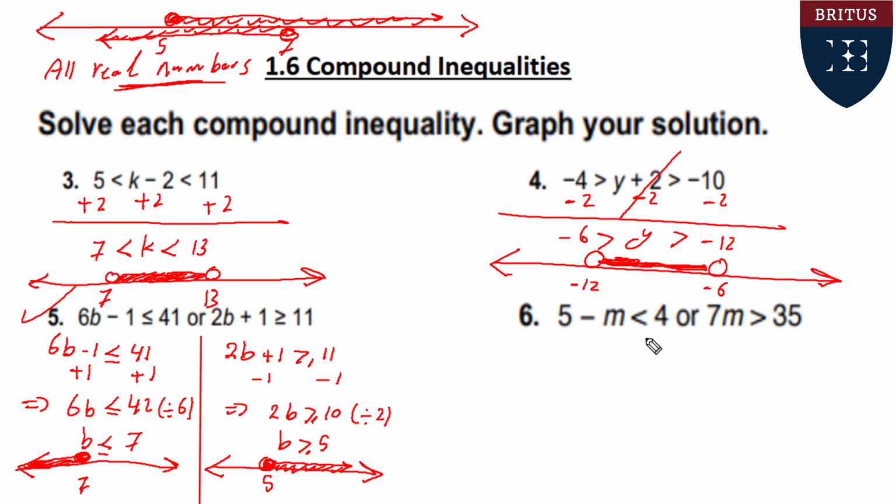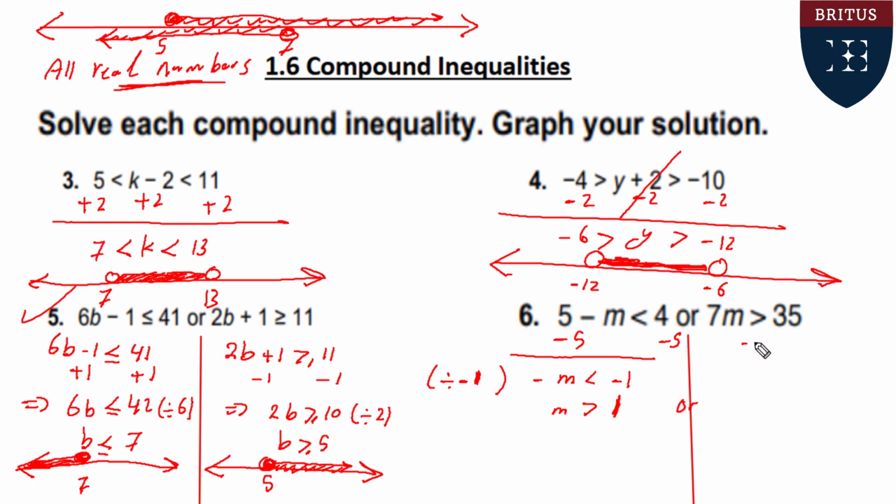5 minus m is less than 4. Just cut your paper into two halves in the same way. Subtract 5 from both sides. We get negative m is less than negative 1. Pay attention: 4 minus 5 is equal to negative 1. You have to divide both sides by negative 1, so you have to reverse the inequality sign. Don't forget this point. It's very important. We get m is greater than 1.